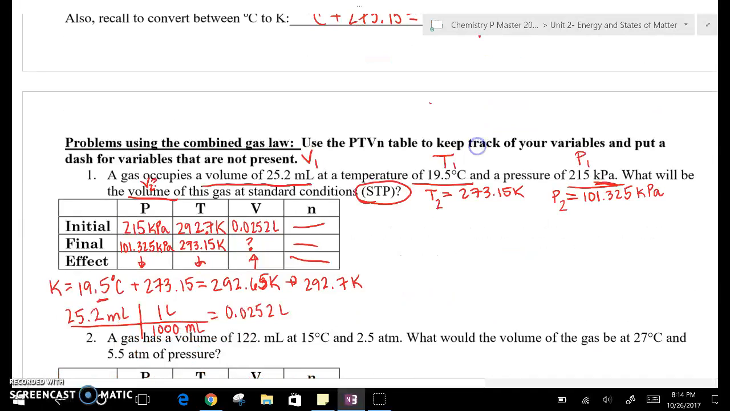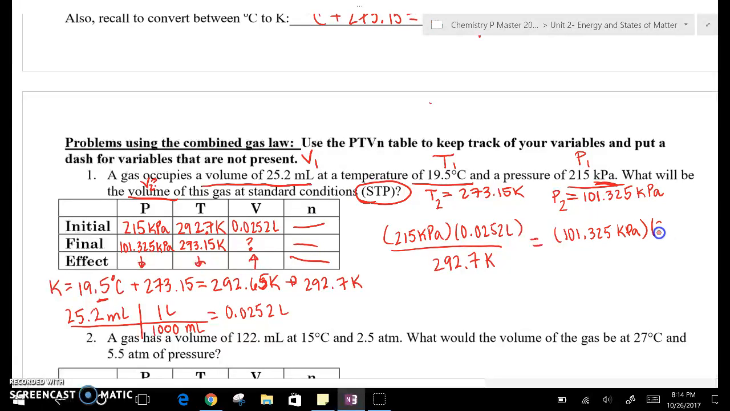So we'll plug in pressure, which is 215 kPa, times our volume, which is 0.252. And I think you can see now why having these little tables are really helpful, because we've now organized everything. And we're going to make that equal to our, again, final pressure, so 101.325 kPa, 273.15. Oops, no, I'm putting that in the wrong spot. I'm just looking at the table and not putting anything down where it belongs. Okay, so 273.15 K, and then we're looking for V2.